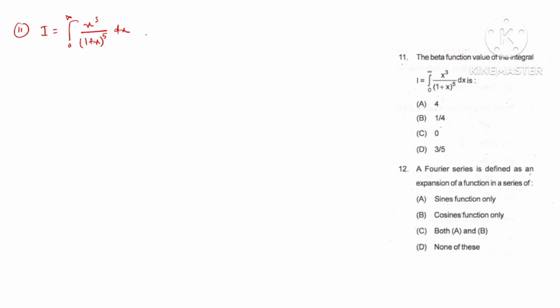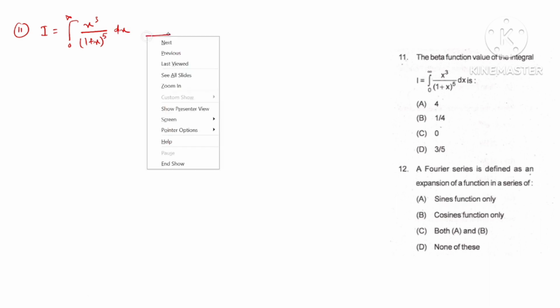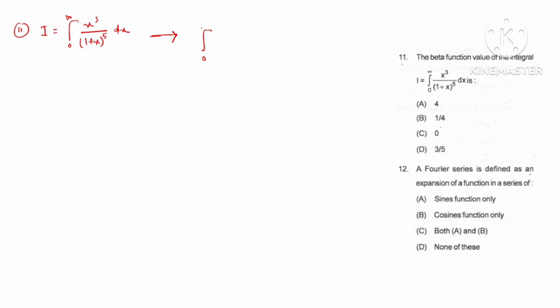So now if we compare this integral with the most generalized one, which is the integral from 0 to infinity of x to the power m minus 1 divided by (1 plus x) whole power m plus n dx, where m and n both are positive integers. By comparing these two, you can write down m is equal to 4 and n is equal to 1, right? So now we can write down this integral as beta 4 1.